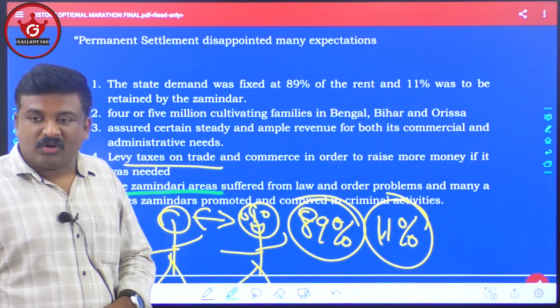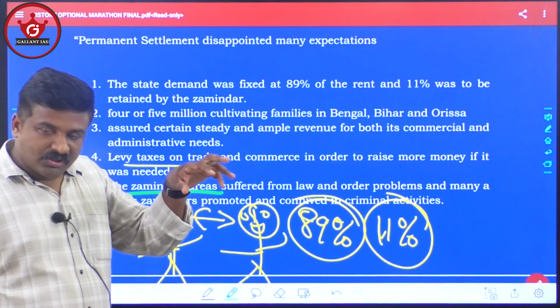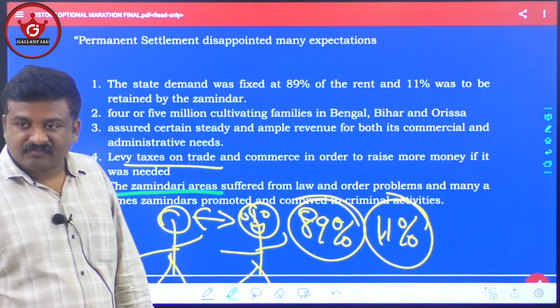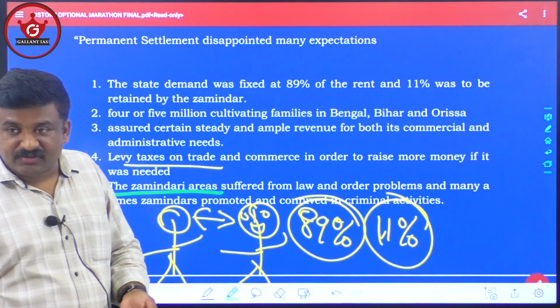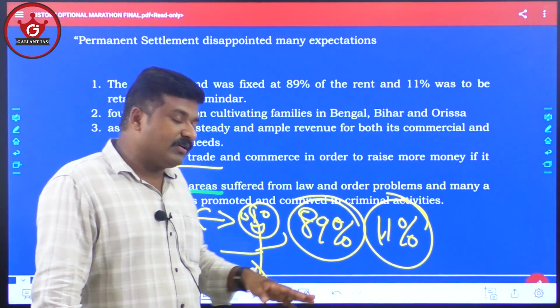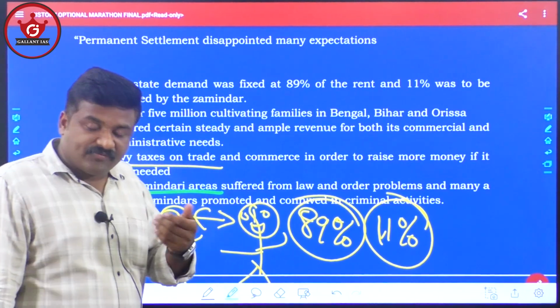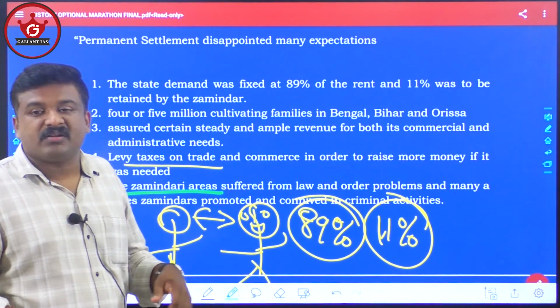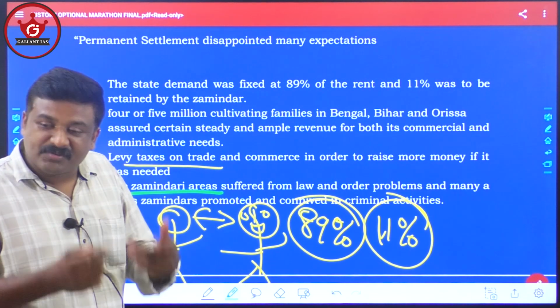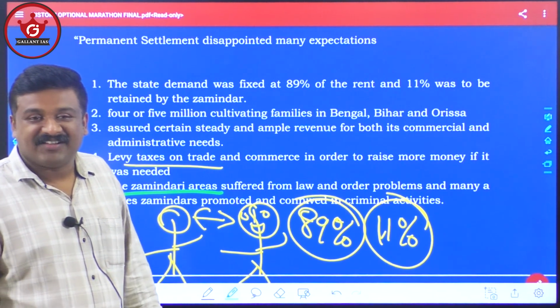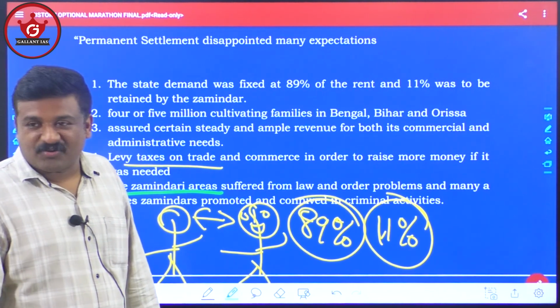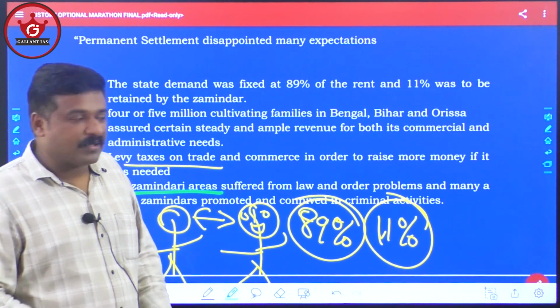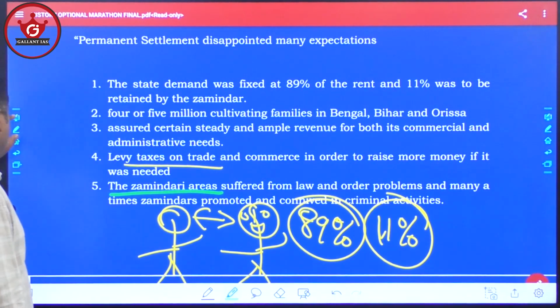Also the zamindars, they will take care of the law and order situation over there. That was also an additional tension for the government. So zamindars were given full power. Zamindars were supposed to take care of revenue collection, but the problem with the zamindars is that they themselves were criminals here. They themselves were the biggest frauds. Okay. Now what happens next?